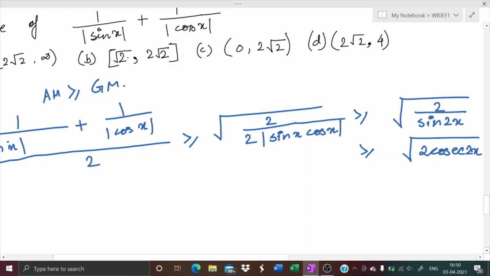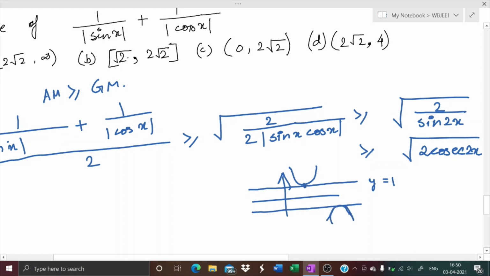Now, cosec x का ग्राफ अगर आपको पता है तो आपको पता होना चाहिए कि cosec का ग्राफ ऑलवेज y इक्वल्स टू 1 लाइन के ऊपर जाता है ऑलवेज, और इधर -1 से नीचे जाता है. तो ऐसा होता है cosec x का ग्राफ.